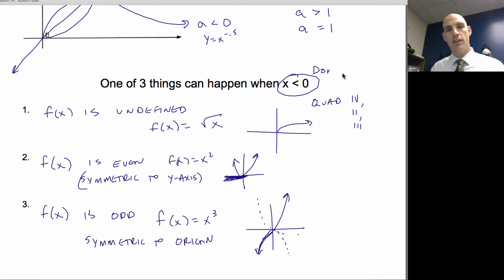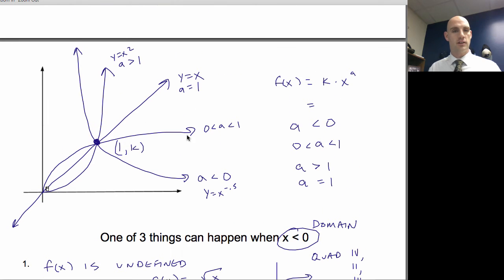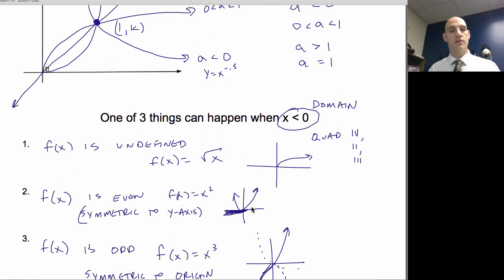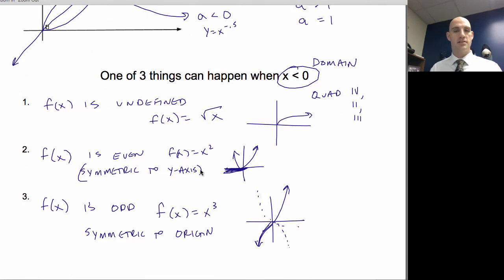This is talking about the domain. The domain of x is less than 0 for any of these functions is different. Some of them are defined for x is less than 0. For example, over here, this power function of x squared is a reflection over y. Over here, the power function when x is less than 0 is a reflection over y and then over x. For example, this power function is not defined for x is less than 0. So those are the three things that could possibly happen.